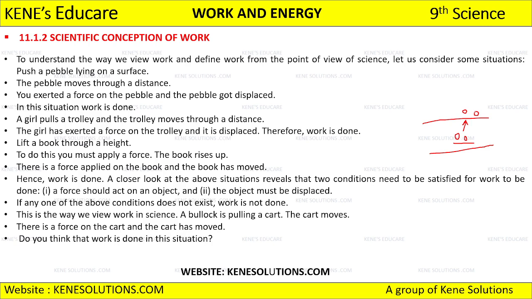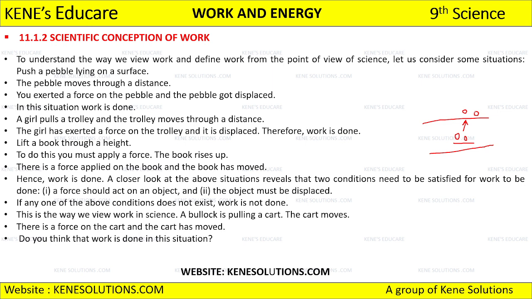Okay, so a closer look at the above situations reveals that two conditions need to be satisfied for work to be done. If you want to say that work has been done, there are two conditions that need to be satisfied, and if any of the conditions is not satisfied, we cannot say that work has been done. So this is an important part. Anywhere you are concluding that work has been done, you need to check whether these two conditions are met or not.